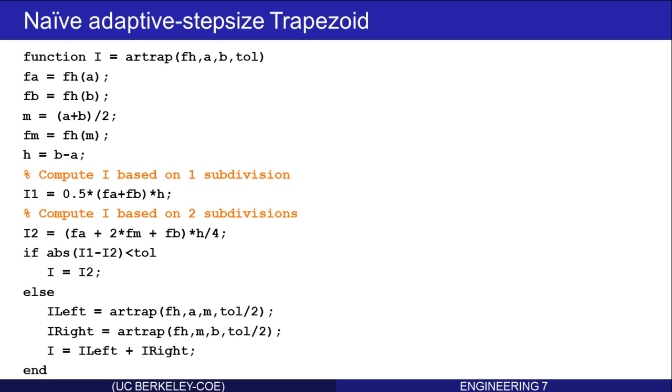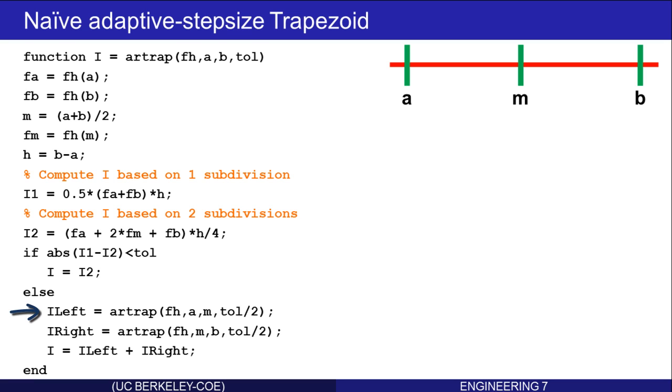Now this is a little bit naive. Let's see why. Let's track where the function gets evaluated. Call this with 4 input arguments, a function, a, b, and tol. Within the first 4 lines, the function has been evaluated at a, b, and m, as shown there. Suppose that this is not adequate for the convergence. The integral 1 and integral 2 are far apart, so the function gets called recursively.